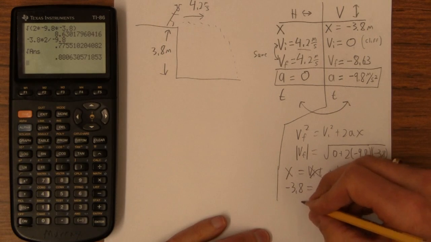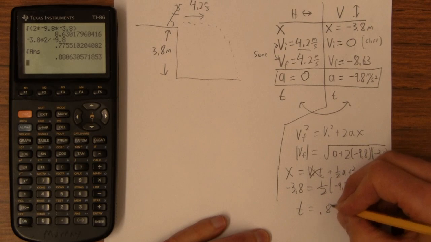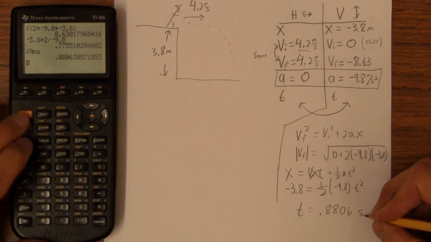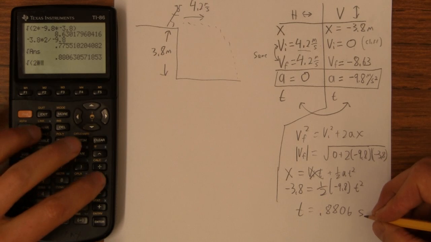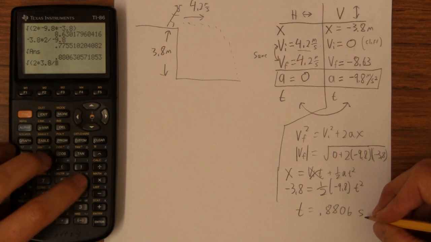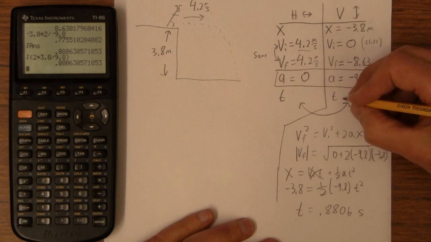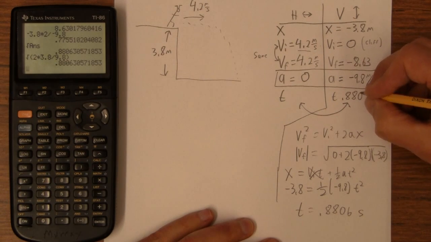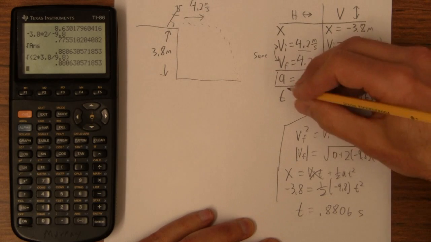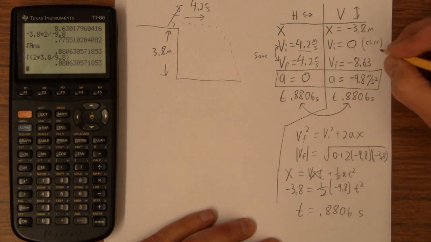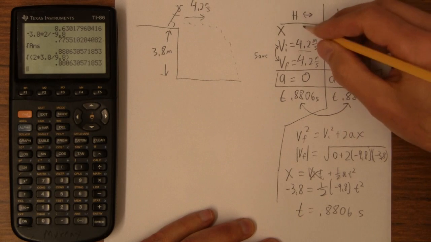The time is 0.8806 seconds. Let's just double check that. 2 times 3.8 divided by 9.8. Yeah, there we go. Okay, so this is 0.8806 seconds, and then I can bring that across, 0.8806 seconds.